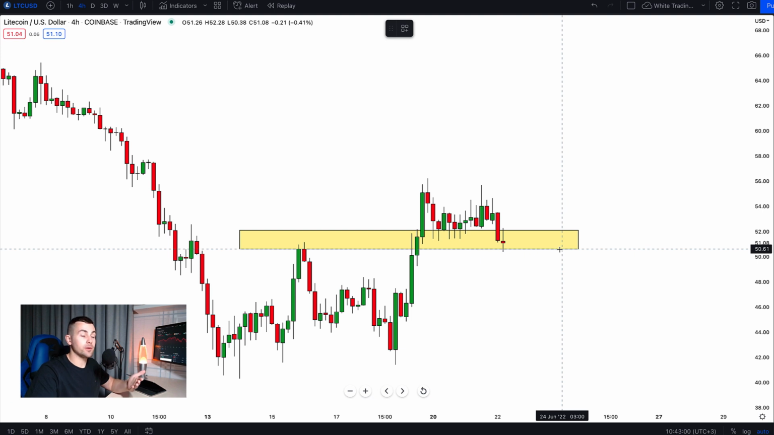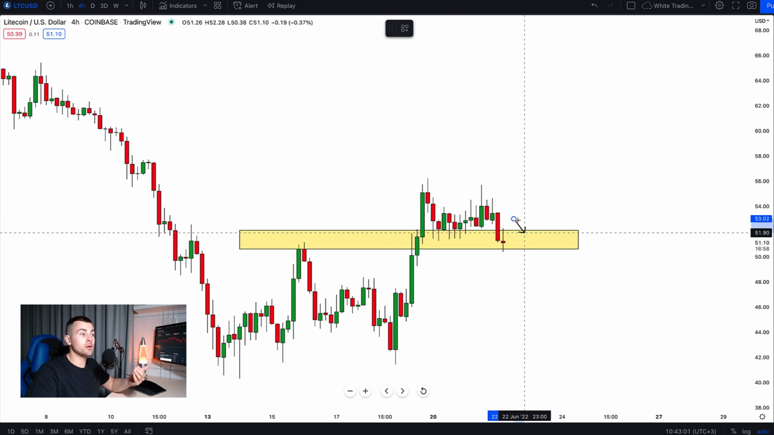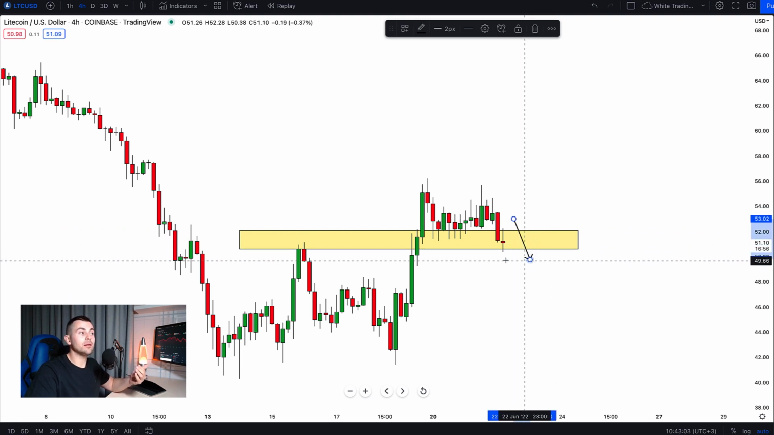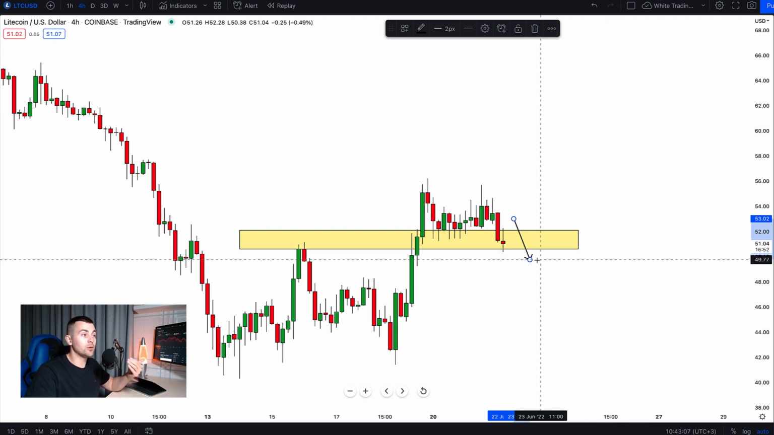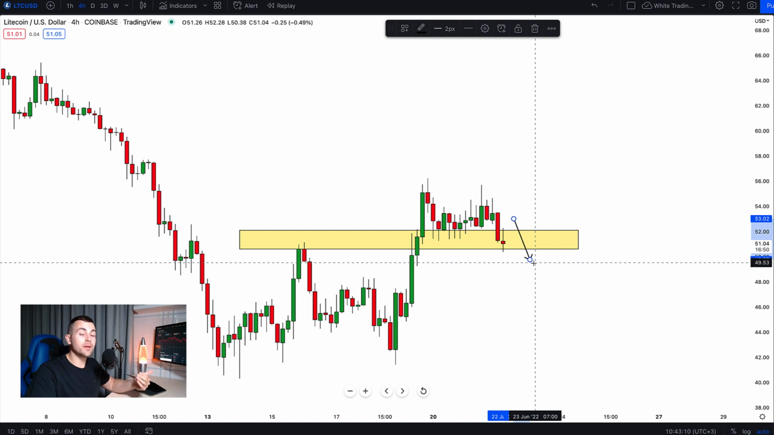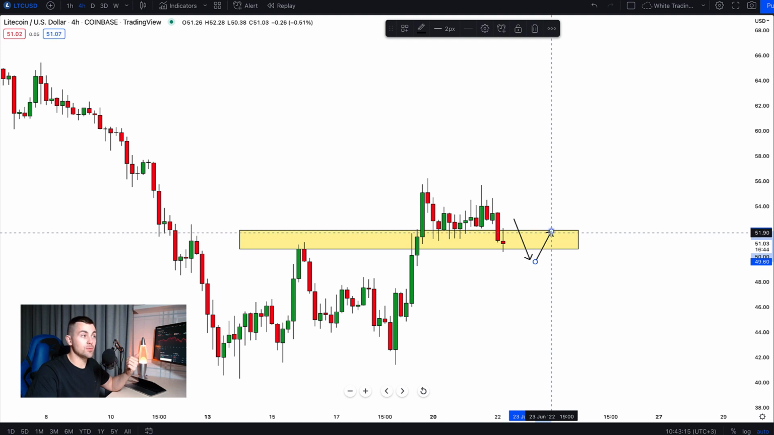Our plan right here is to patiently wait for a 4-hour candle close below that support, and only then the coming bearish rally will be confirmed. We will then sell on a retest.